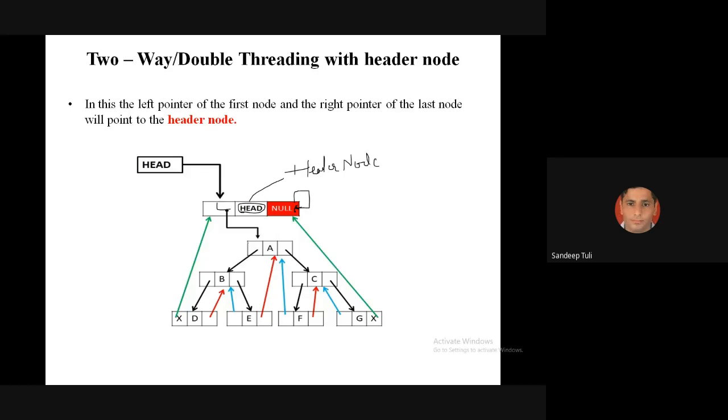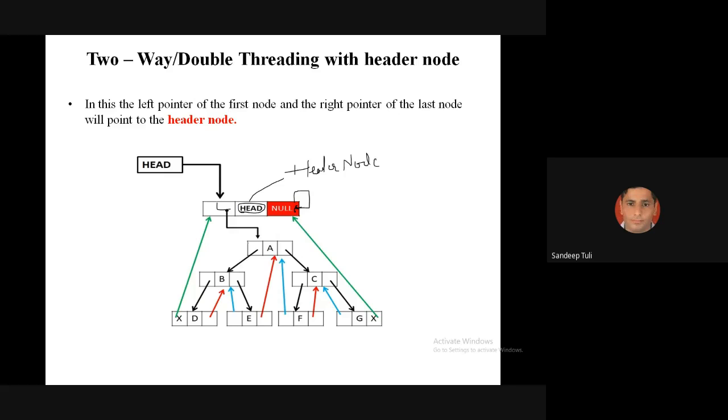The left pointer will always point to the root node of the tree. And the right pointer, in the case of a normal binary tree, will be null, but in the case of a threaded binary tree it will point to itself. See, I have made a loop on itself. In the case of threading, it will point to itself, or else it will be null.